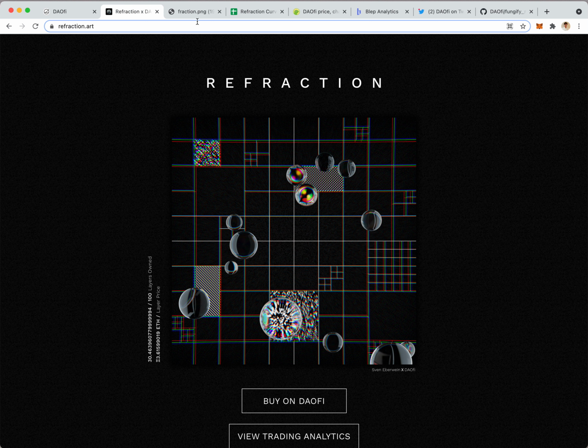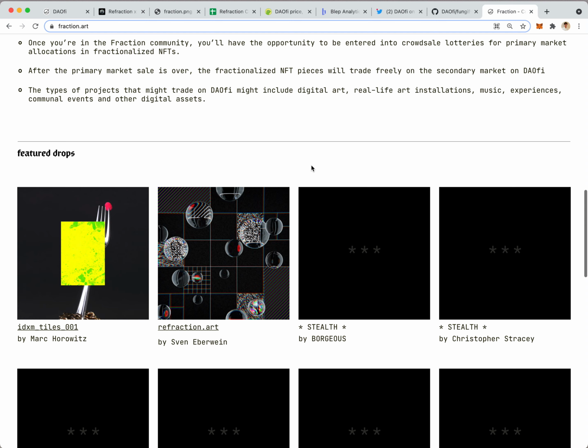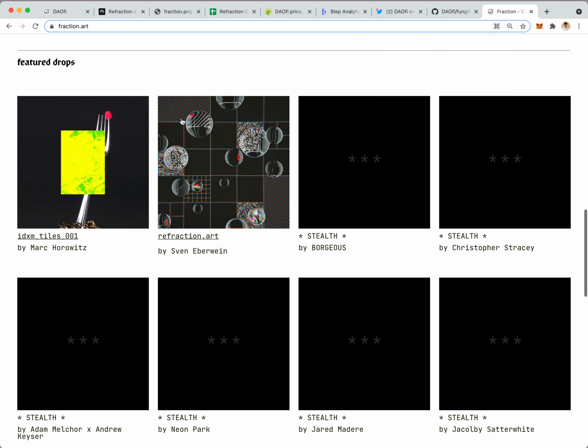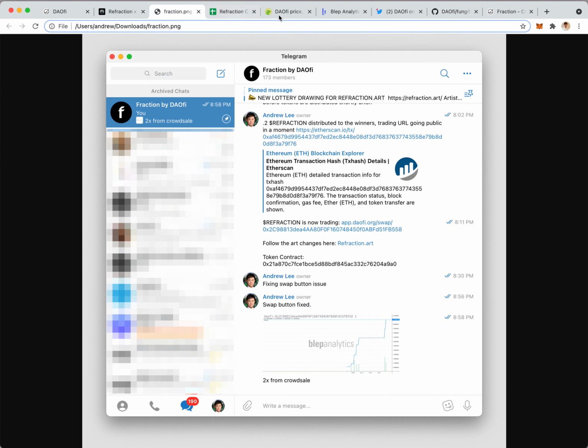In addition, we had a crowd sale for the Refraction art piece, and the crowd sale was conducted in our community called Fraction.art, and basically we sold 10% of the art token, so 10 tokens, at a price of 1 ETH for 1 token. And right now it's currently trading at 3.68, so about 3.68x ROI in ETH terms from the crowd sale price that 50 winners got out of the community. And the community looks like this.